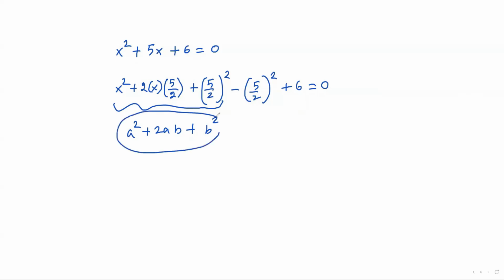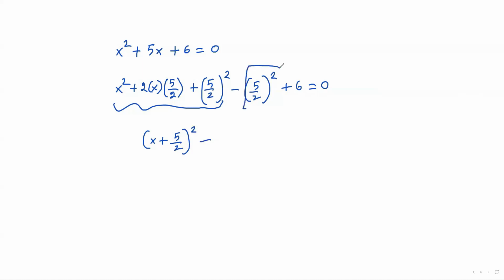Whenever we have a trinomial in the form a² + 2ab + b², we know that it can be written as (a + b)². So here a has to be replaced by x and b has to be replaced by 5 over 2. Let's do that. (x + 5/2)² − (5/2)² + 6 = 0. You can simplify this one. We have the square for the fraction 5 over 2, so this can be distributed to numerator and denominator. So we get 5² over 2². 5² is 25 and 2² is 4. + 6 = 0.